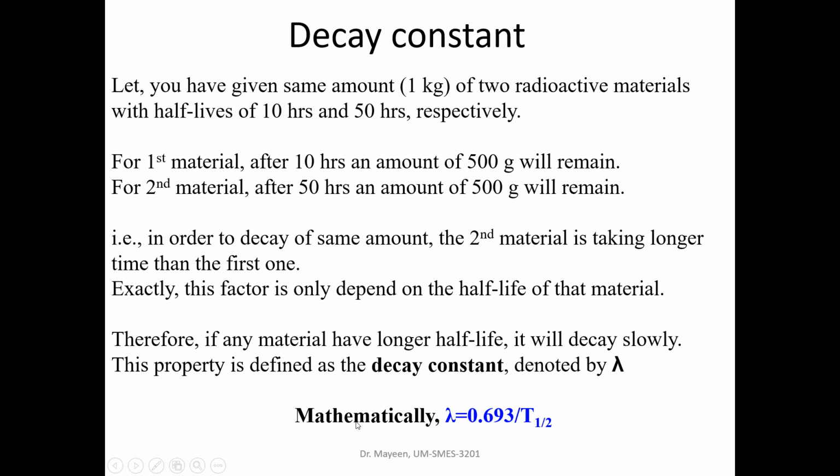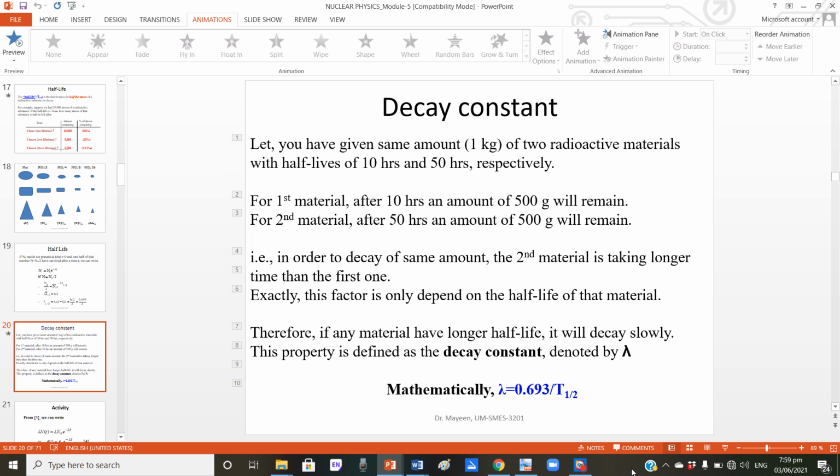From that particular relation, we can derive the equation for the decay constant lambda, which is given by lambda is equal to 0.693 divided by the half-life of that particular substance. So this is all we have for this lecture.